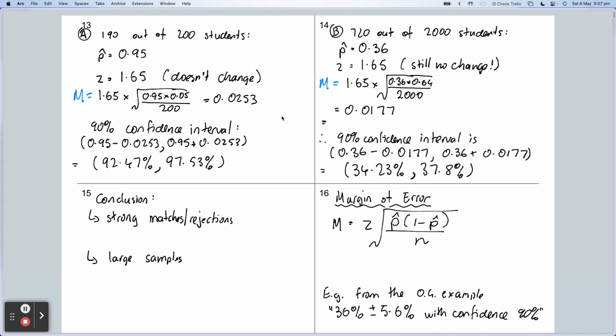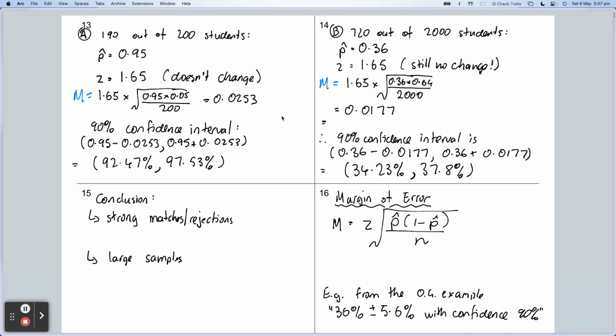Okay, I'll just say that bit more verbally. I was writing as I was going along. So you could say something along the lines of, I think that there's about 36% plus or minus 5.6% of all students think that energy drinks should be banned. And I can say that with a confidence of 90%. That's what all of that means when you see it in a press statement. Okay? Keep that in mind.